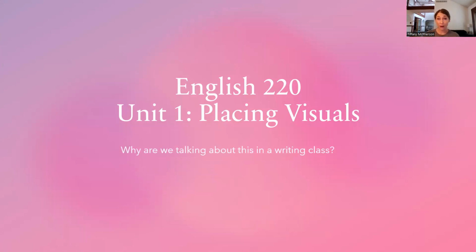And you might be wondering, why are we going to talk about this in a writing class? And also why I would choose this interesting shade of pink as my PowerPoint template. I'm going to answer both of those questions before we get started. The reason that we're talking about placing visuals in a writing class is because outside of the walls of school and academia, most pieces of writing have some type of visual element, whether that be an actual photo or a graph or just some graphic design like a company's logo.